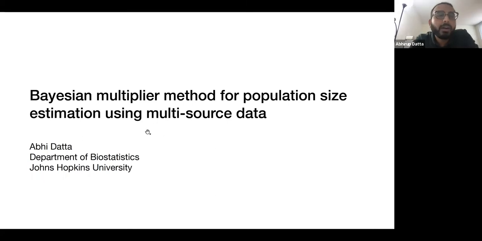Okay, great. Yes. So I'm going to be talking about a method for estimating population sizes of hidden populations in particular using multi-source data sets. This is called the multiplier method. I didn't know about this method until I started working on this project. It's similar to the capture recapture, in fact, exactly similar when there are two sources, but things differ for the multi-source setting, which would be the focus of this talk.